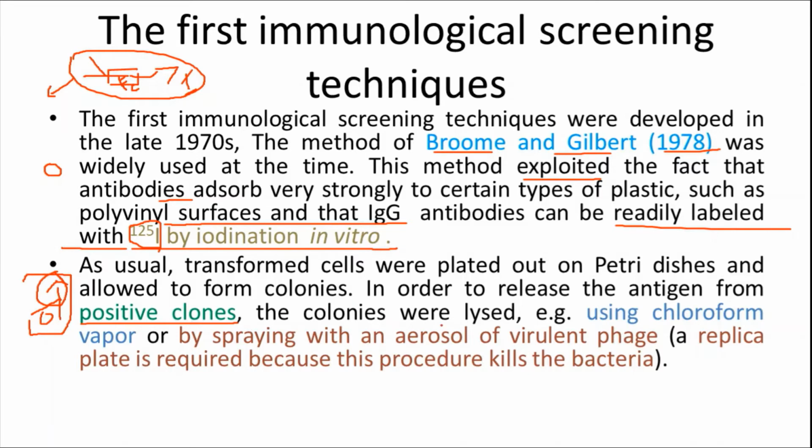The cell is lysed using chloroform vapor, or by spraying aerosols in the case of virulent phage. If you are using virulent M13 or a shuttle vector, you can spray aerosols. Aerosols are volatile agents in the form of mist, so the cells get lysed. After lysis, we apply the labeled antibody, then detect by autoradiography.